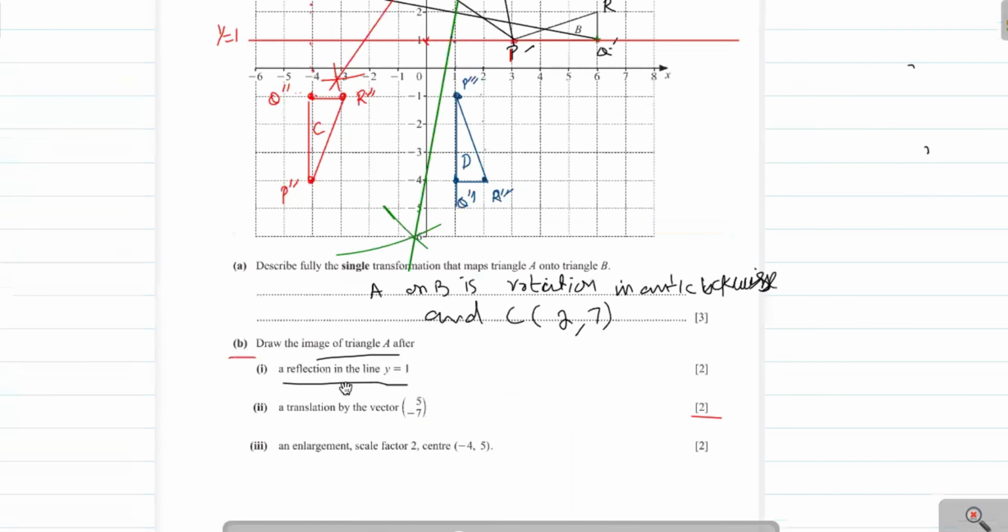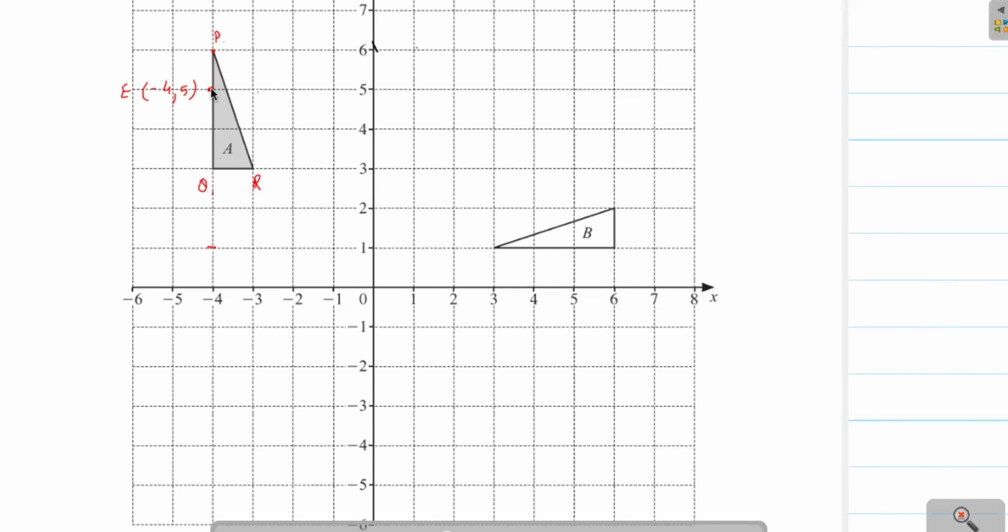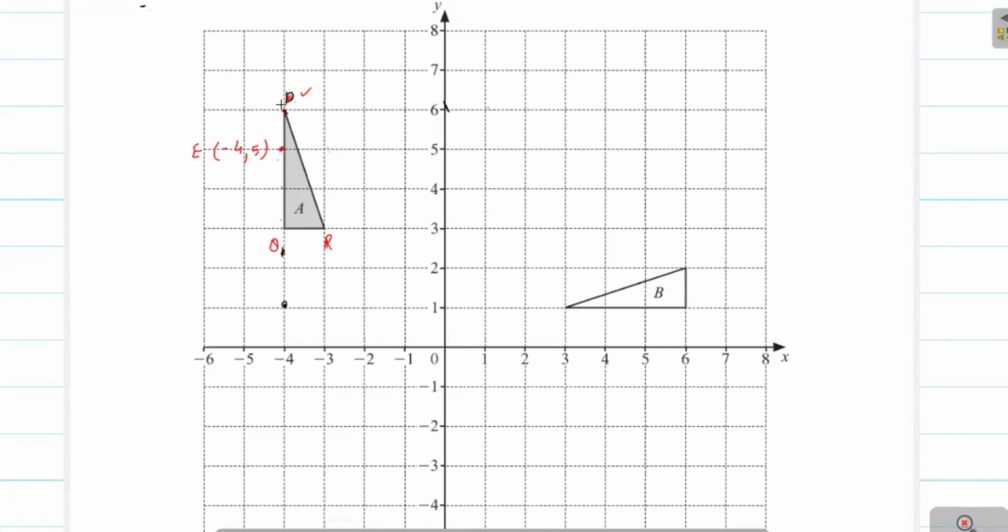Next is the third part of part B. Draw the image of triangle A after an enlargement, scale factor 2, center minus 4, 5. Firstly, we mark the enlargement center minus 4, 5. Now this is the point minus 4, 5, and this will be the center of enlargement. And this triangle A, we name the points on this triangle P, Q, R. Now to draw the enlarged figure with scale factor 2 having center minus 4, 5.